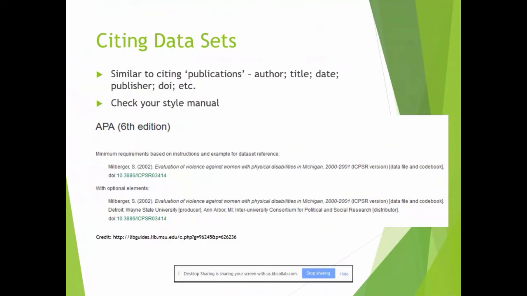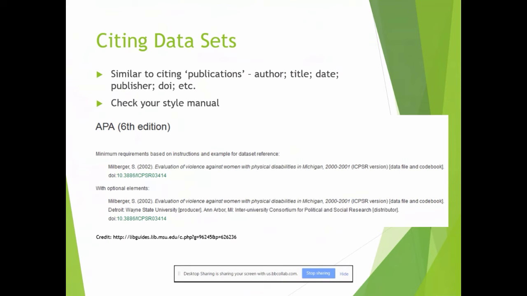That said, if you are using someone else's data set, you need to say so. You need to be able to cite it just as you cite a journal article. I know a lot of people get tripped up. They're like, well, how do I cite this thing? Think of it as a publication. Who wrote it? What is the title of it? Where did it come from? When was it published? Does it have a DOI so that someone else can get back to it? And check your style manual. A lot of style manuals now will have sections on how do you cite a data set.